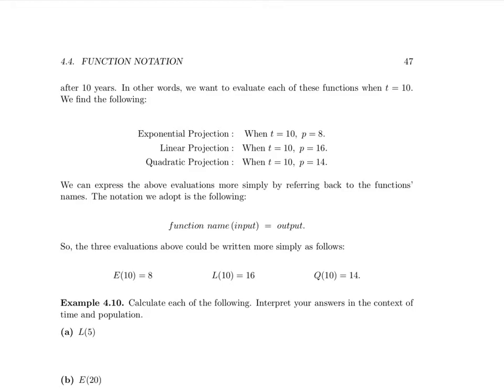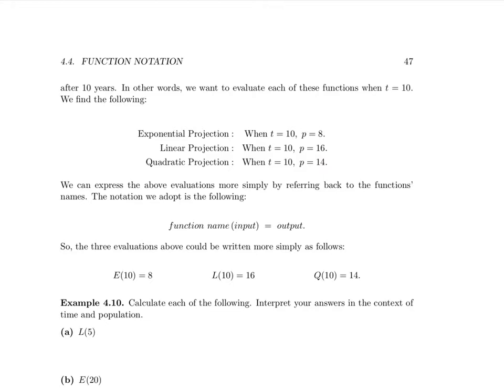Now suppose that we want to compare the values of these population functions after 10 years. In other words, we want to evaluate each of these functions when t is 10. So for the exponential projection, if I insert 10 for t, what I find is I get an output of 8. For the linear projection, if we insert 10 into the equation, we find we get an output of 16. For the quadratic projection, when we insert 10, we find we arrive at an output of 14.